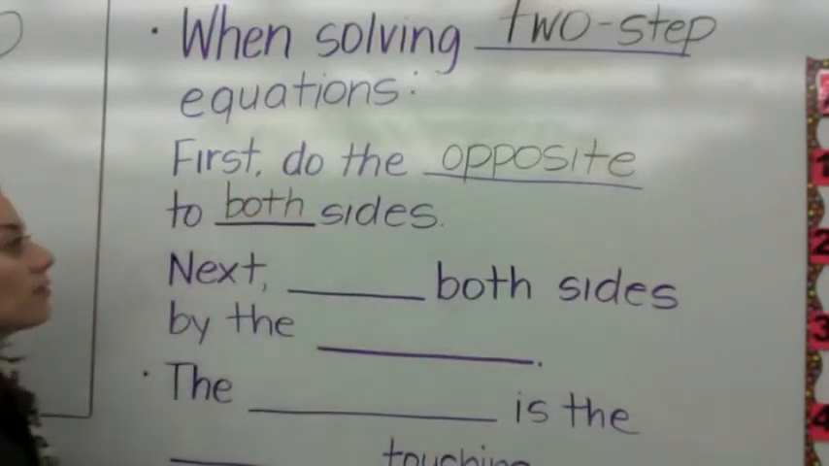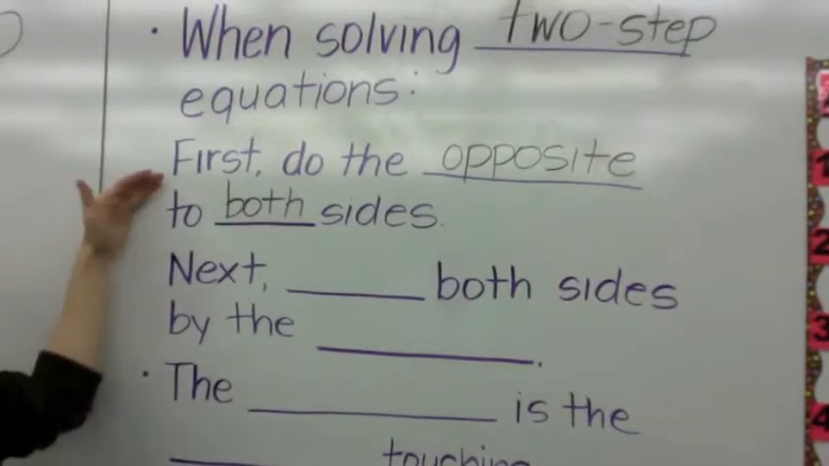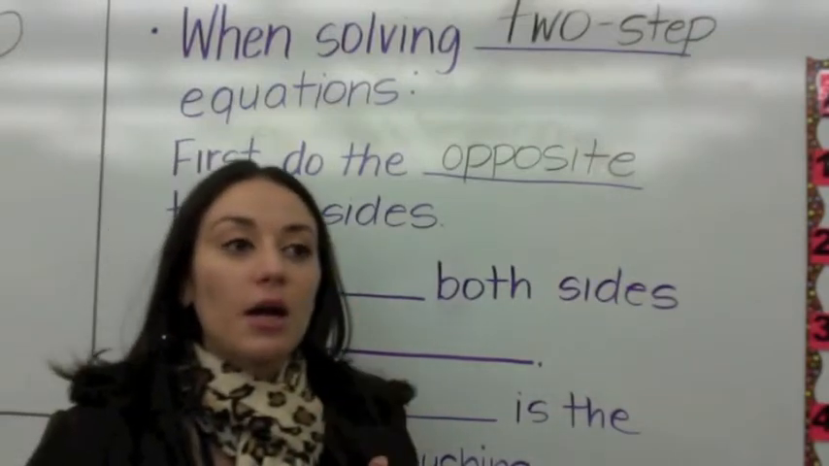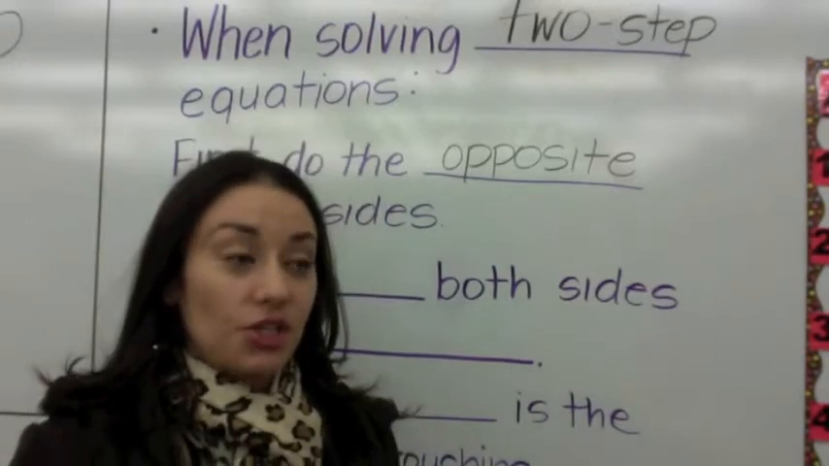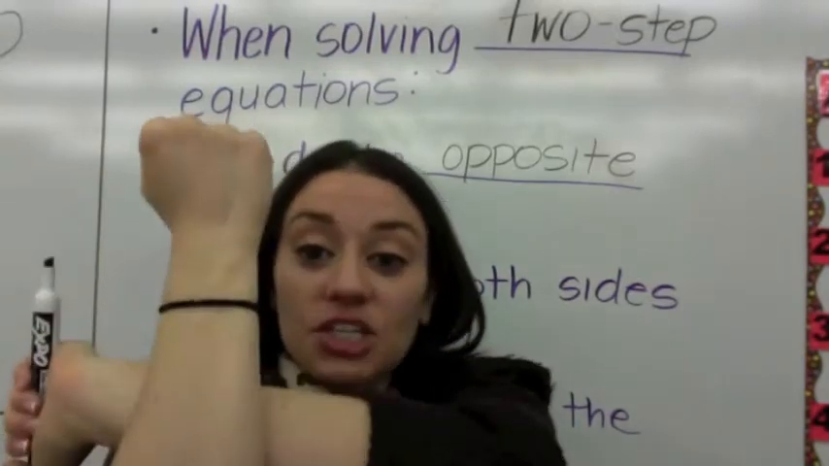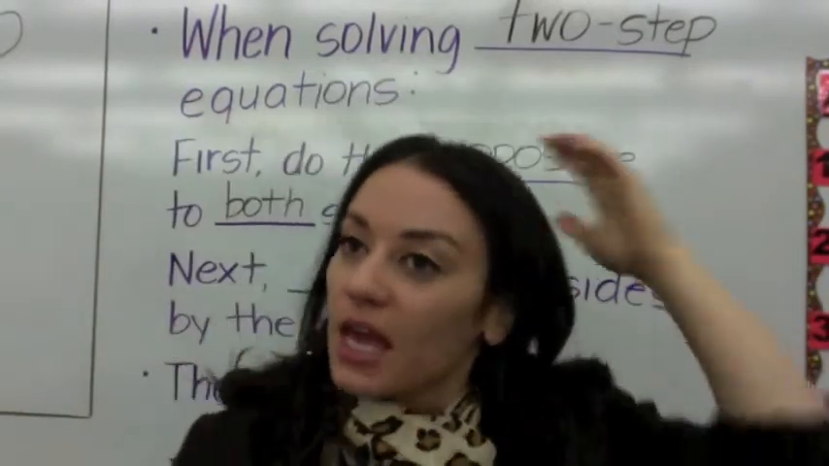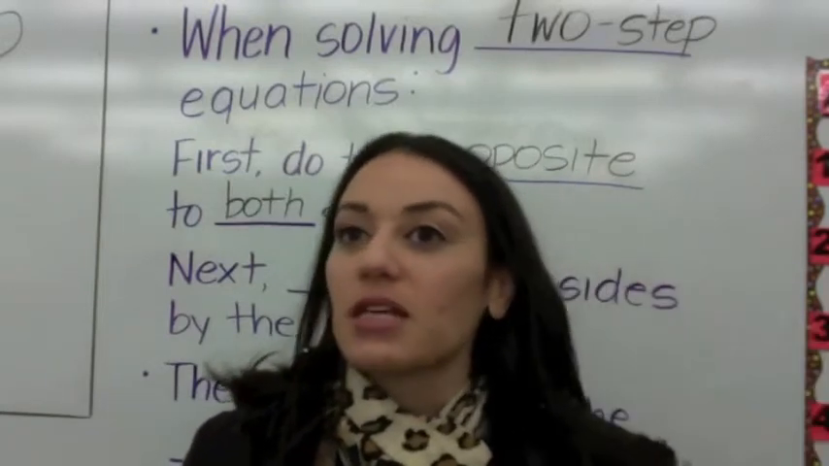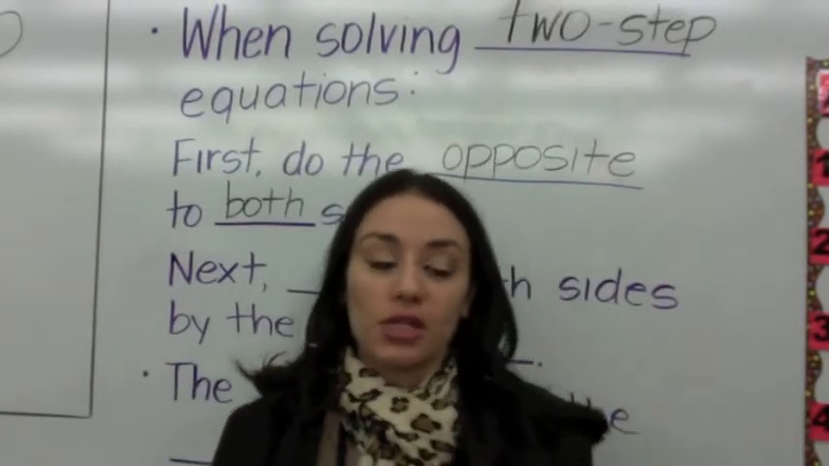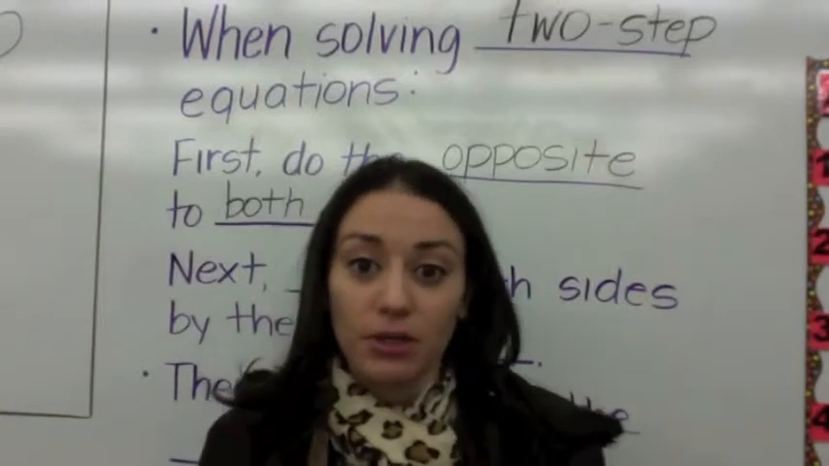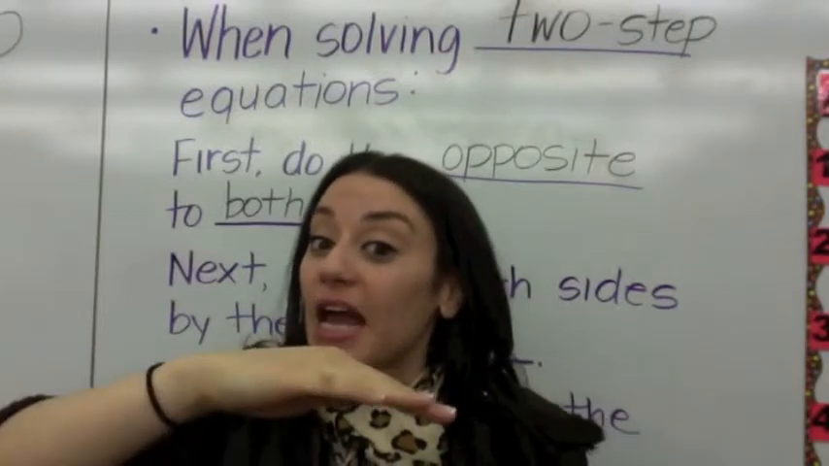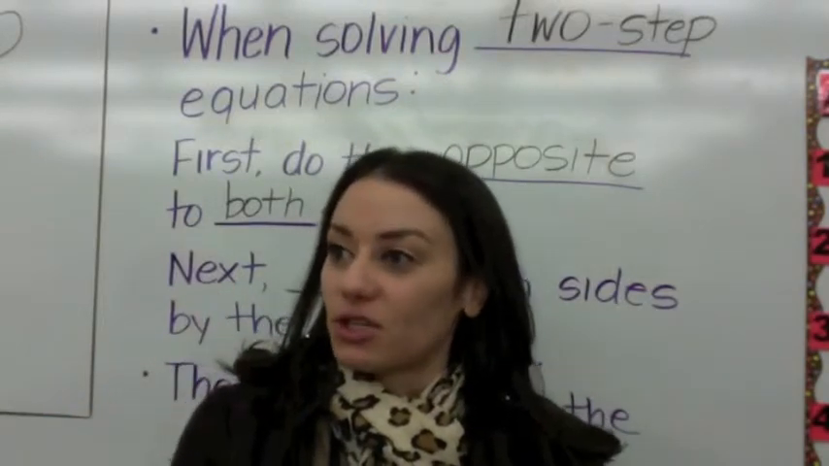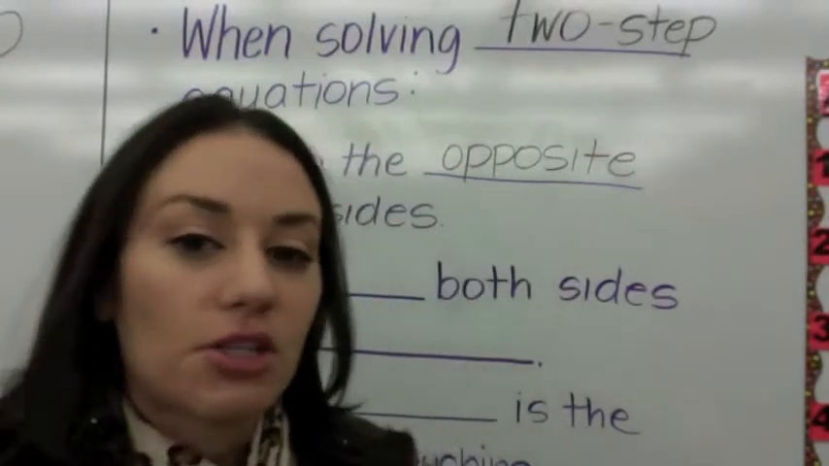Okay, write that down. So first, if you see a number is being added to both sides, you're going to do the opposite. What's the opposite of addition? It's subtraction. If you see that a number is being subtracted from both sides, or there's a negative number next to the x, what's the opposite of negative? It's positive. So you're going to add to both sides. All right, so you know how to do that.